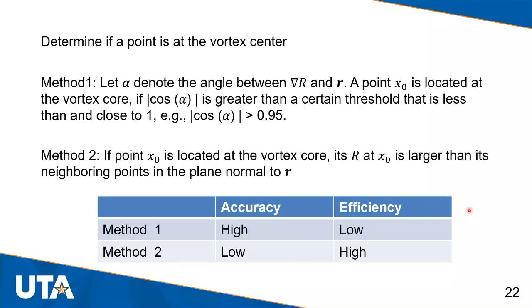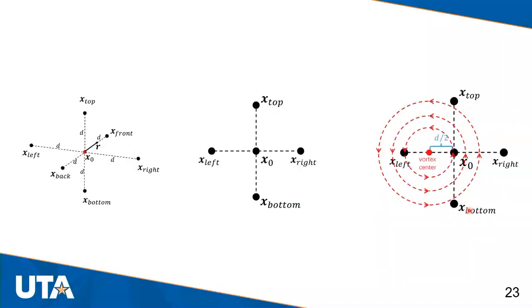Then the second way is we know that it's the local maximum, right? Local maximum means the point is greater than or equal to its surrounding points. So we just do not calculate the angle between these two directions. We just check if the point is bigger than its surrounding points, right? That can increase the efficiency. Let me explain the idea.